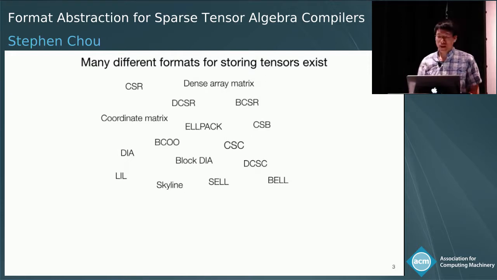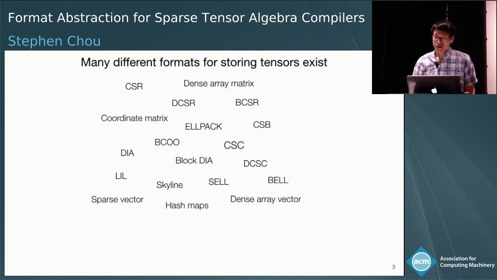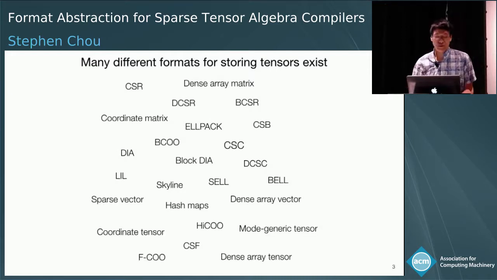Now, these are just a few examples of the many different formats that have been proposed for storing a specific kind of sparse tensor, namely sparse matrices. But in fact, vectors are also just one-dimensional tensors, and there are several different formats for storing those as well. And similarly, there are many different formats for storing tensors that have more than 2 dimensions.